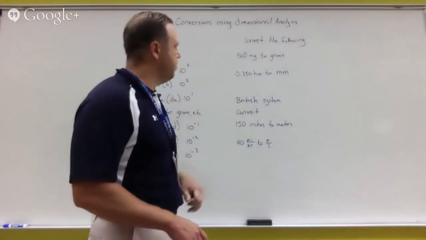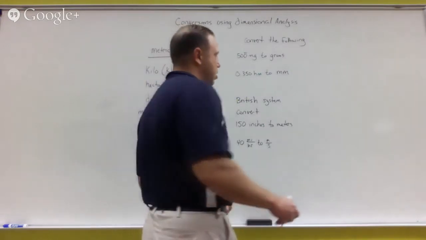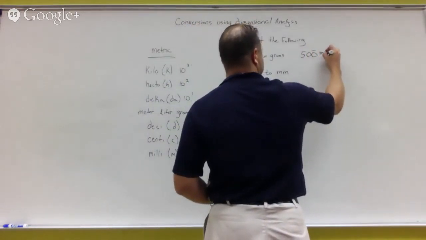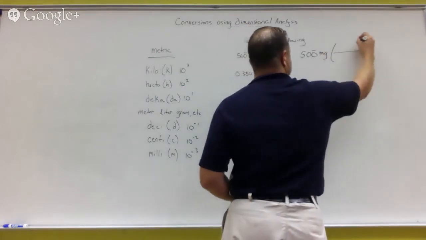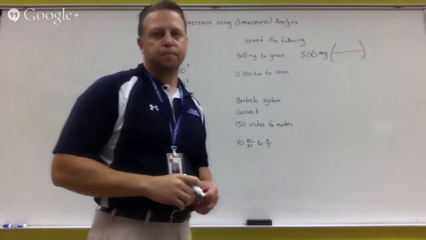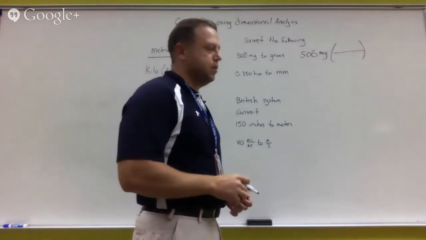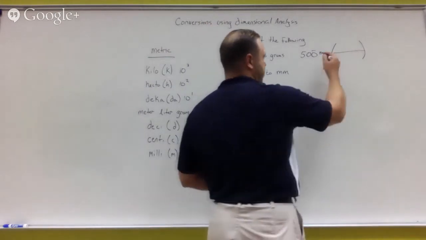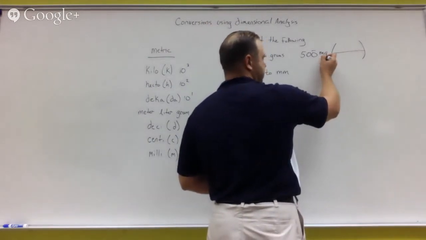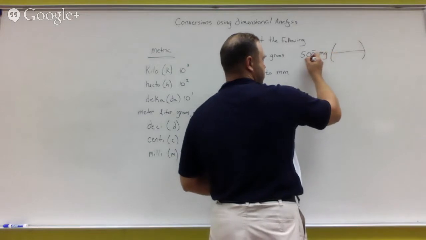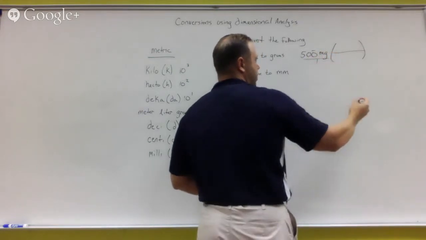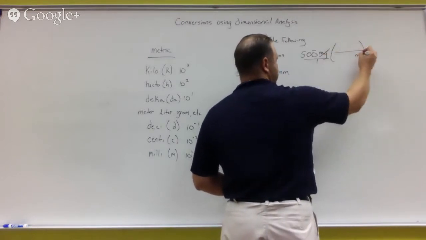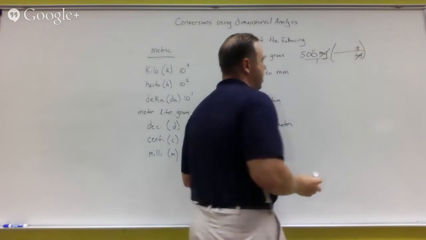So let's convert 500 milligrams to grams. The first thing I want to do is put 500 milligrams, and I'm going to set up my conversion factor here. This is really an important step. Put your box down and put your conversion factor in. The next step is, since this is the same thing as saying 500 milligrams over 1, we want to put milligrams on the bottom so that this ends up canceling out, and we're going to put grams on the top.